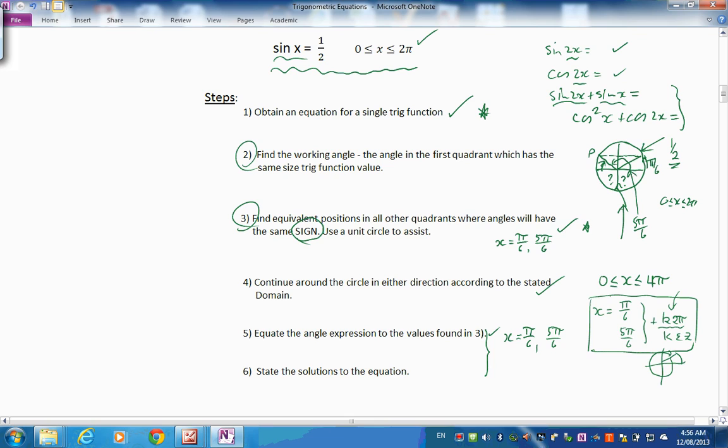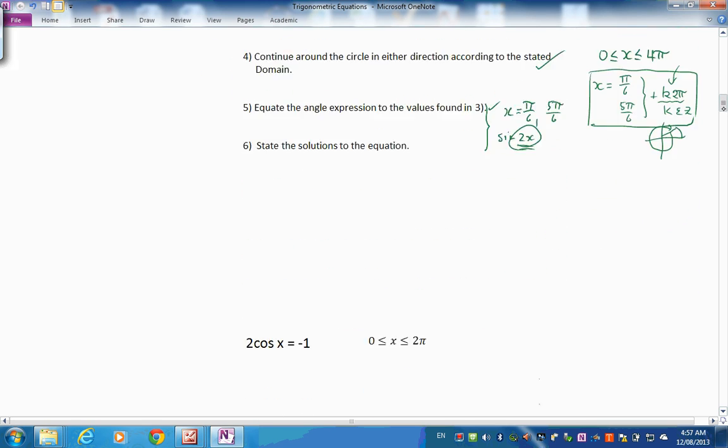These last two steps aren't clear with this simple example, but they will be if, for example, we had sine 2x, because 2x would be equal to pi on 6 and 5 pi on 6. We'd have to divide the angles to get just x. Okay, so we're going to see that in a minute. But that's basically a template for a solution there, to check that we're getting all possible values. Okay, let's go down and have a look at another one.